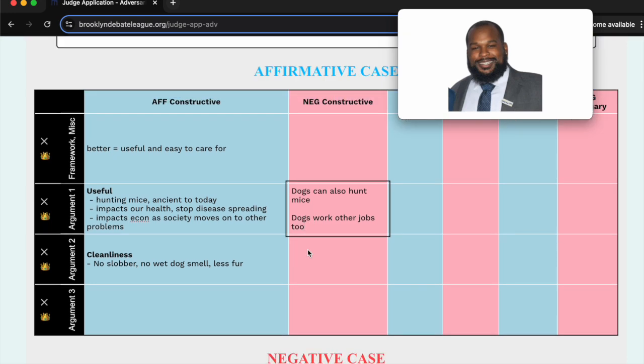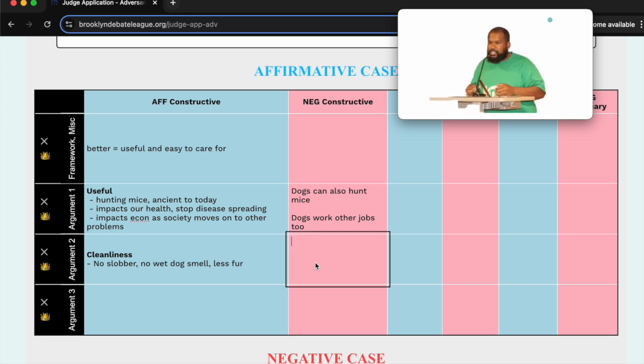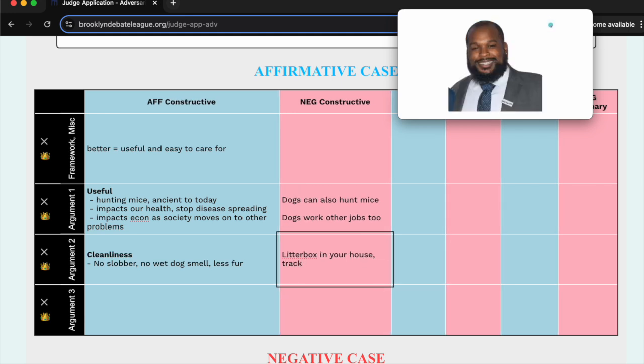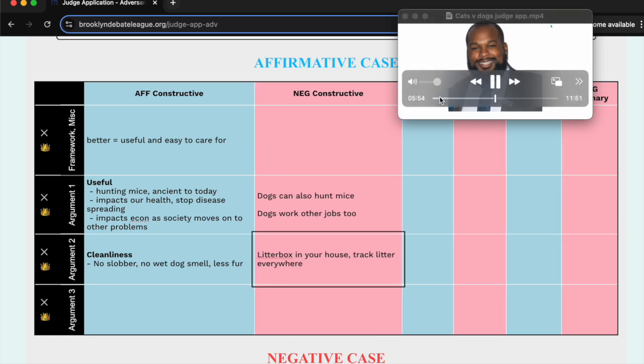And lastly, on the idea that cats are cleaner, cats are definitely not cleaner. Cats are nasty. Cats, they use the litter box in your house and then they track that litter dust all over the place. Dogs are definitely better pets than cats, and I stand ready for questioning.